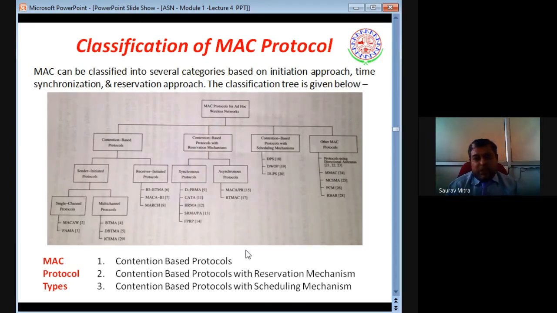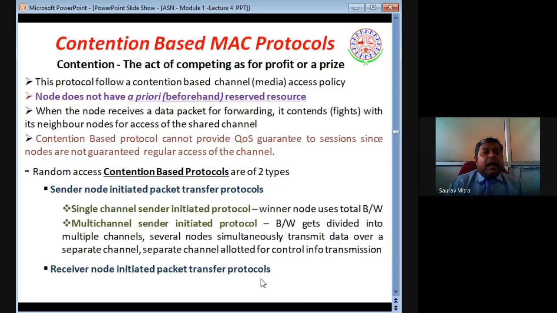First one is contention based protocol. Okay, so what is meant by contention based MAC protocol? Second is contention based MAC protocol with reservation mechanism. That is the second type. And third is contention based MAC protocol with scheduling mechanism. So three types of MAC protocol. All these three things we will see one by one.